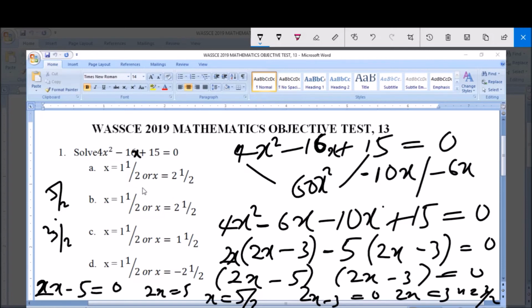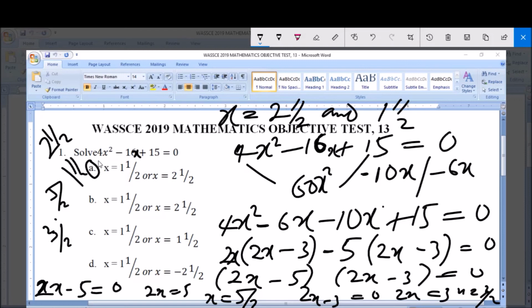But now the answers in this particular question are given in mixed numbers, so we'll solve further. 5 over 2 is the same thing as saying 5 divided by 2, which gives you 2 whole number 1 over 2, and then 3 over 2 is the same thing as 1 whole number 1 over 2. So our x in this particular question is equal to 2 whole number 1 over 2 and 1 whole number 1 over 2. So that's our correct answer without a negative sign, and that's the same thing as option A, x equals 1 whole number 1 over 2 or x equals 2 whole number 1 over 2.